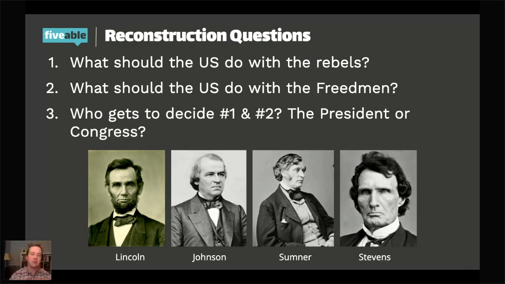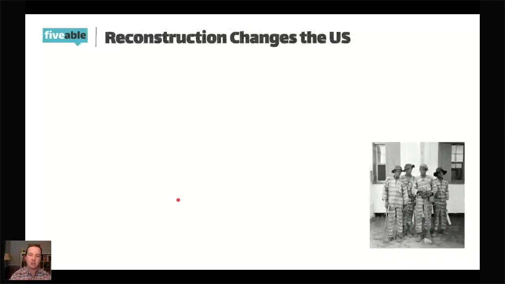And I want to walk through some of these and talk about some big issues during Reconstruction. We'll get to the cartoons in just a little bit, but again, talk about some overview first. How does Reconstruction change the United States? It's going to change how federalism works.